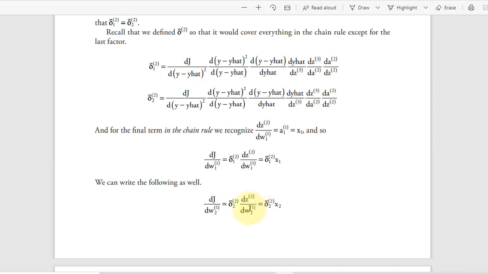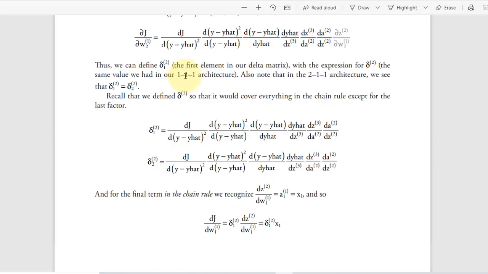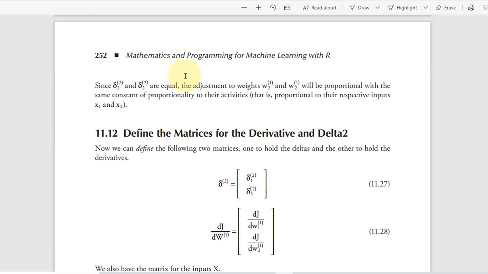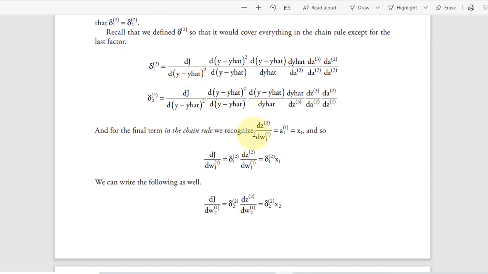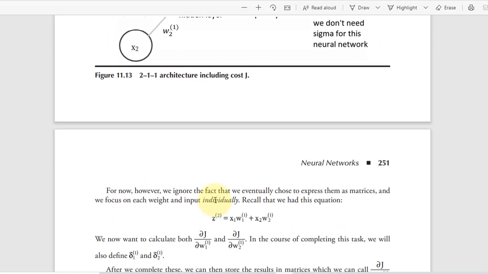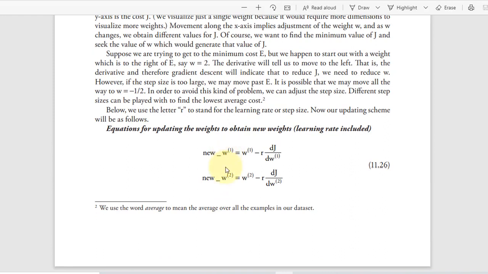So don't get confused about this delta. It's just taking all of these terms and calling them delta, and taking all of these terms and calling them delta. Basically, that's what it is. Okay, and then we can do all of this with matrices. But anyway, we've covered the basic idea now. We want this because we're going to use those to update the original weights like this.